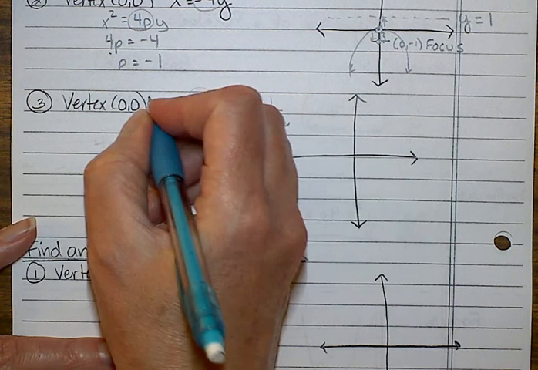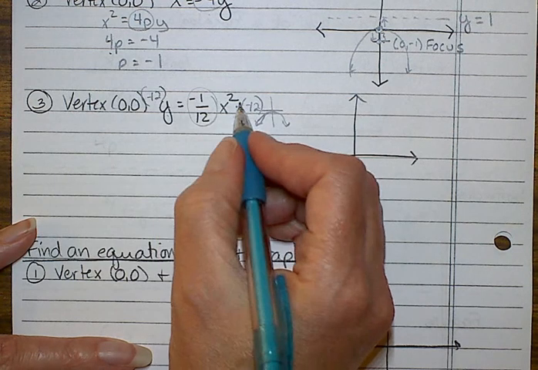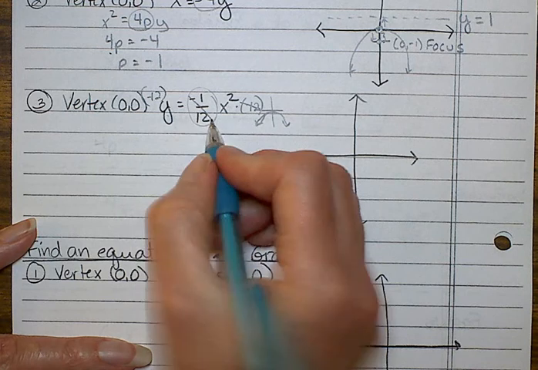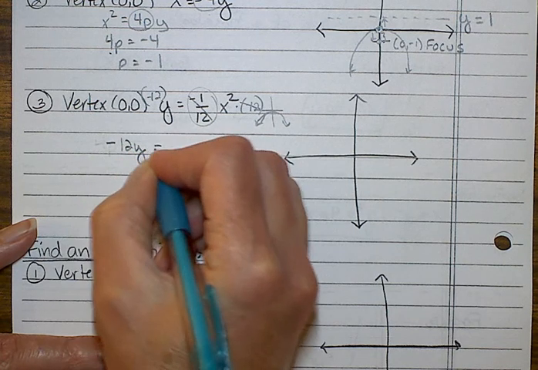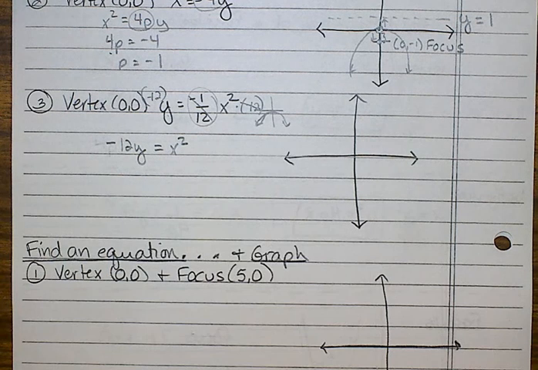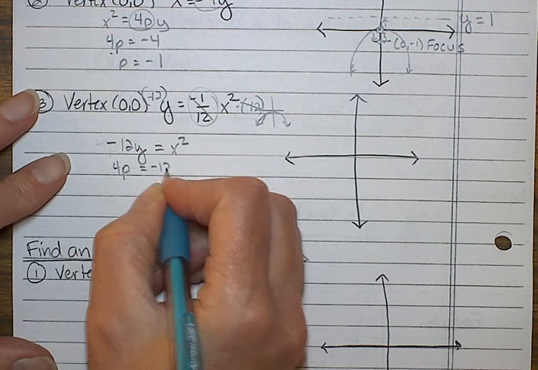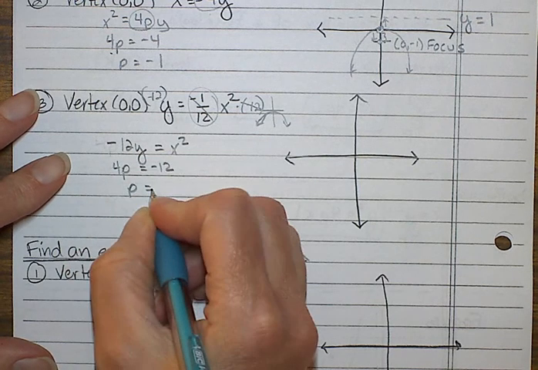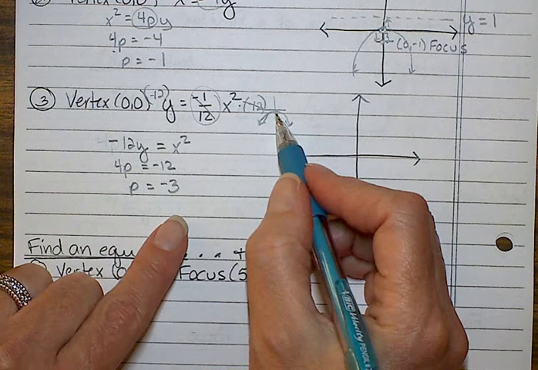Sorry about that, just trying to jump ahead a little bit. Over here, the negative 12 will cancel out the 1/12. I'll have negative 12y on the left-hand side equals x squared. Now I have it in my x squared equals 4py format. So I will take 4p, set it equal to negative 12, divide both sides by 4, p equals negative 3. Now again, your graph is upside down.